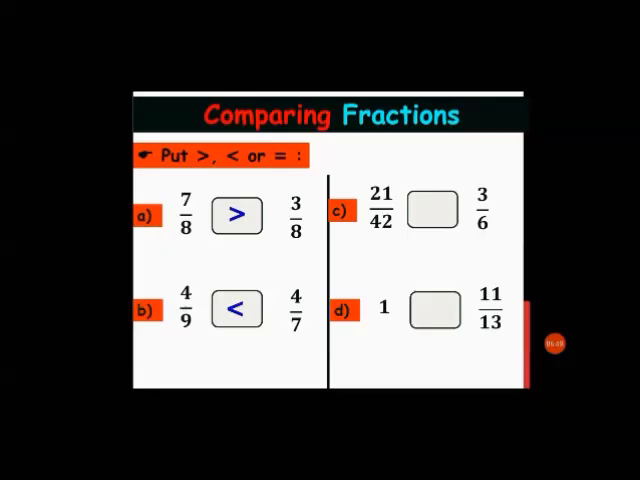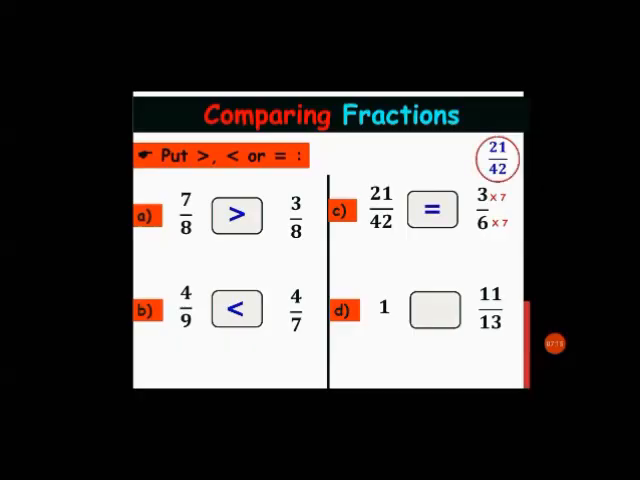So 6 times what give you 42? Yes, times 7. So whatever I do up, I have to do down. So I will multiply the 3 also by 7. Then I will rewrite the 3 over 6 as a new fraction as 21 over 42. So I finally detect that they are equal to each other.